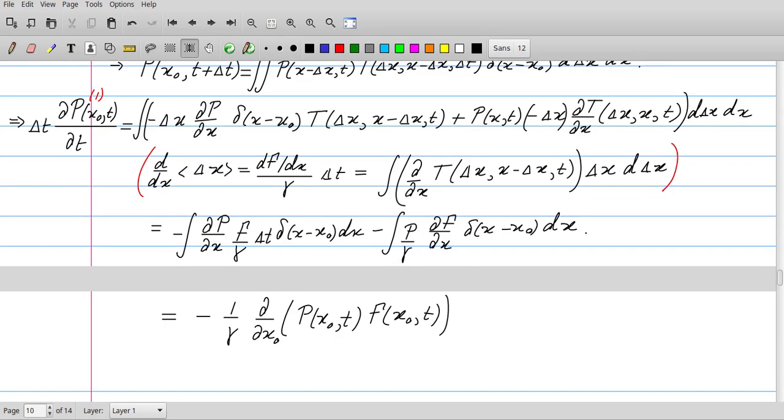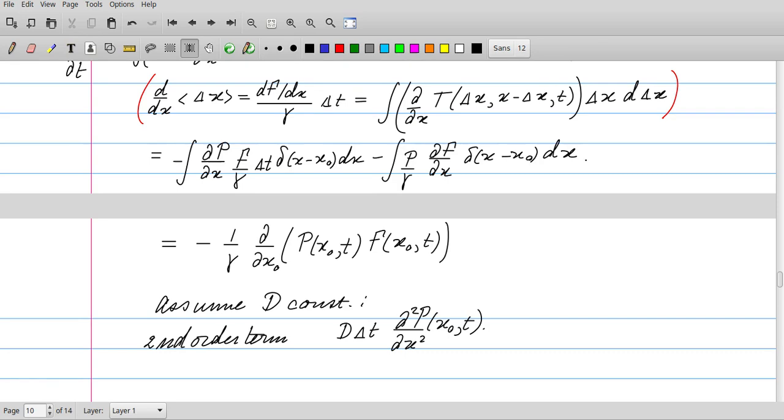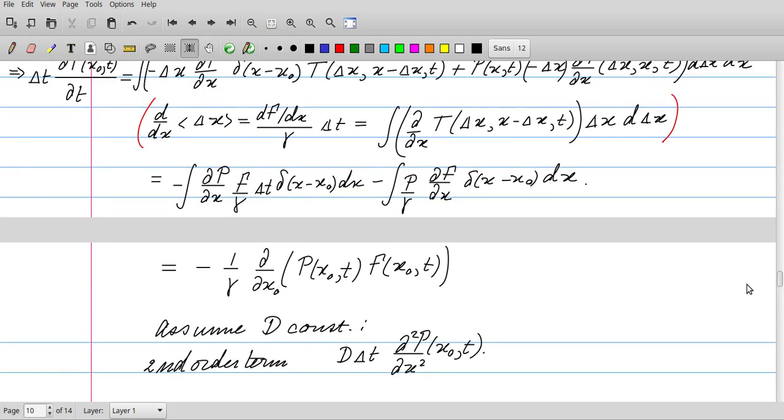And that result is minus 1 over gamma times the derivative with respect to x0 of the product of p and f. So that is the result of the first order Taylor expanded terms in x. However, the second order terms also give a contribution, so I should consider those as well. These terms are analyzed exactly in the same way as above, and so we have again the same result. It's just the diffusive term from the diffusion equation, which is just unchanged in this case. So I should add this term here, and then I end up with the final equation.